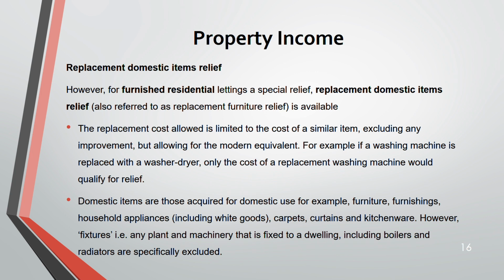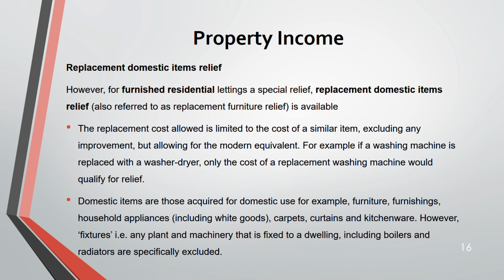And domestic items. What are domestic items? Like furniture, household appliances, like white goods, carpet, curtains, kitchenware. You can claim for this. These are domestic items. You can replace. But remember, fixtures, you can't. Like those plant and machinery which are already there in your house, in that property. It is inbuilt in it. You can't take it out. For example, boiler.